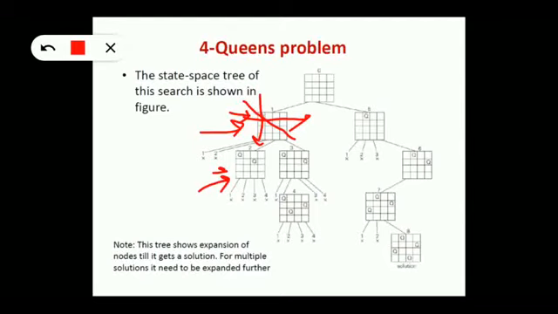So if you notice here, queen 1 is not going to attack queen 2 either horizontally or vertically, nor diagonally. So now, once I place queen 2, I cannot place queen 3 either on column 3 or on row 2, nor can I place it diagonally.